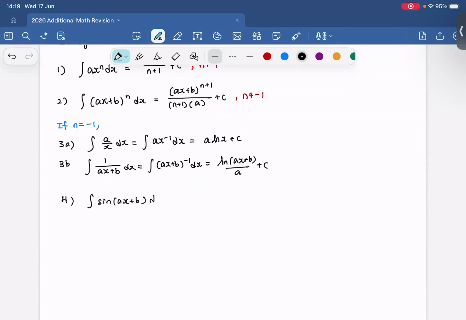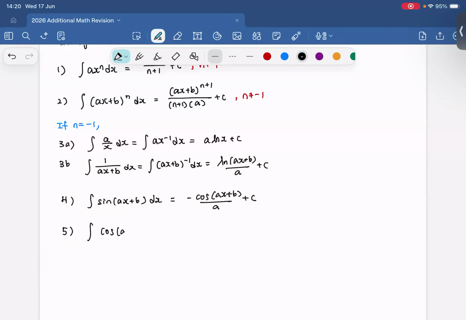Okay, I don't want you to remember what integrating sine is. You should think from the perspective that I differentiate sine, I get cosine; differentiate cosine, I get negative sine. So if I integrate sine, I should get negative cosine. The angle will not change, but you need to differentiate the angle, then do the plus c.